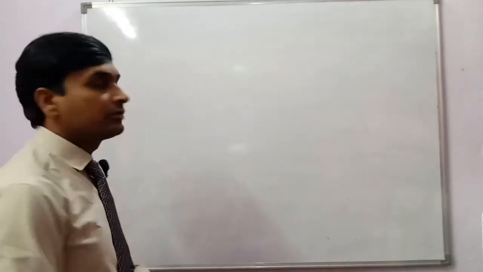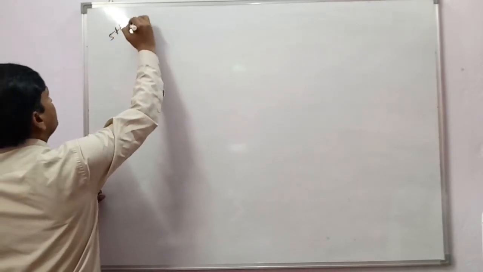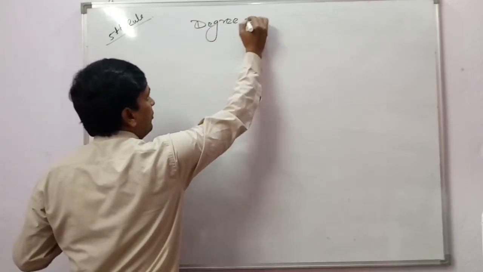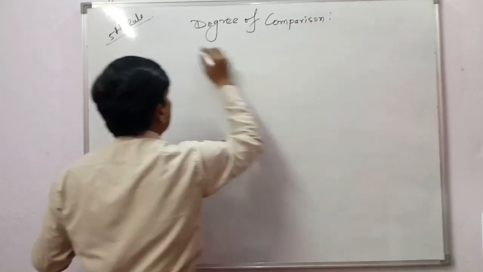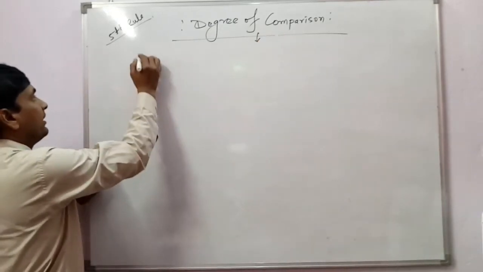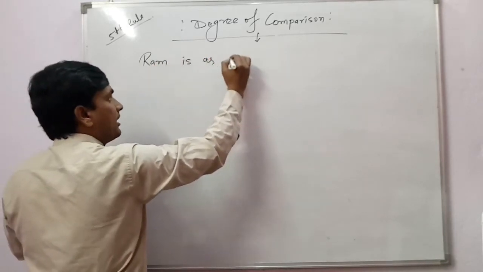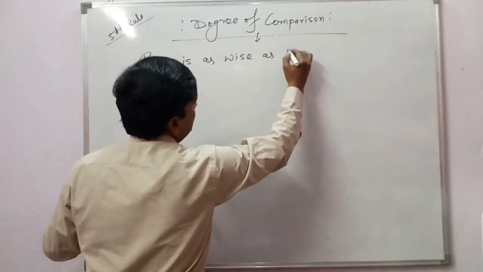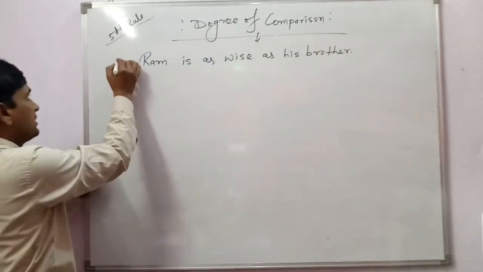So let's take some examples of degree of comparison. So I think this one is the fifth rule, that is degree of comparison, right? So in degree of comparison, we are having some sentences like Ram is as wise as his brother, right? This is the sentence.